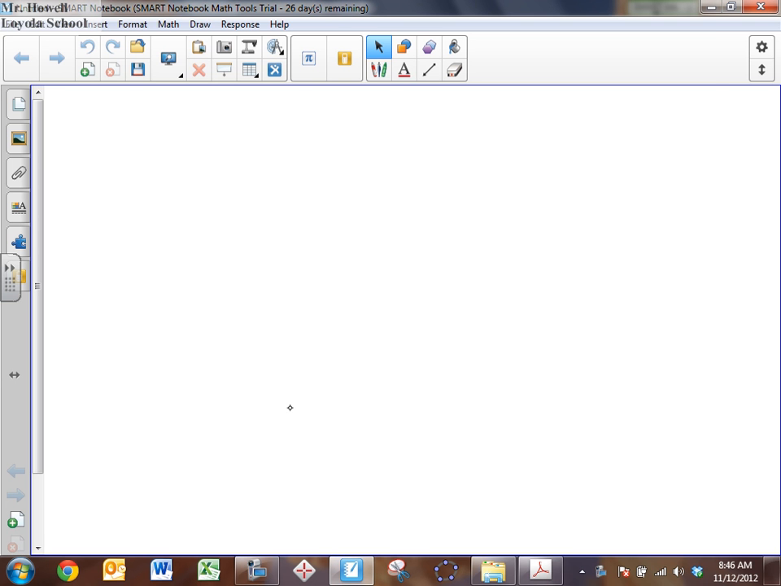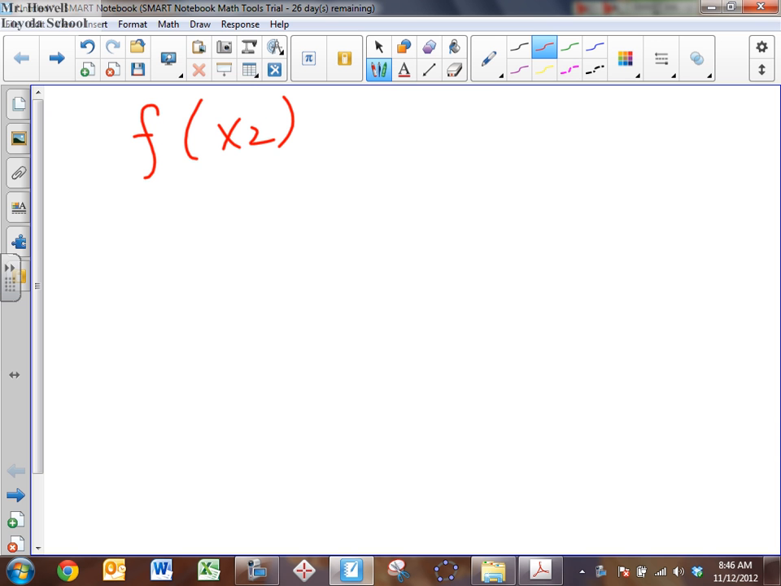So, number 33 says a function f is increasing if f of x2 is greater than f of x sub 1 whenever x2 is greater than x1. So what this means is the following, before we go any further. The function, when evaluated at the second point, x2, is a greater value than the function at the first point.